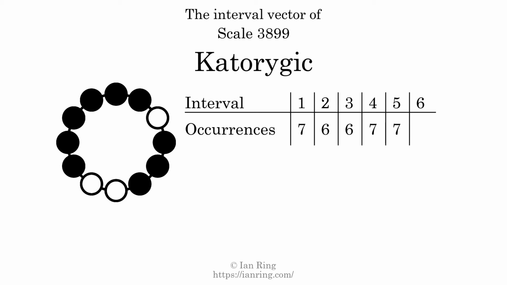There are 7 intervals with the size of 5 semitones. They are here, here, here, here, here, here, and here. There are 3 intervals with the size of 6 semitones. They are here, here, and here. Each interval does not appear in this scale a unique number of times, so this is not a deep scale.